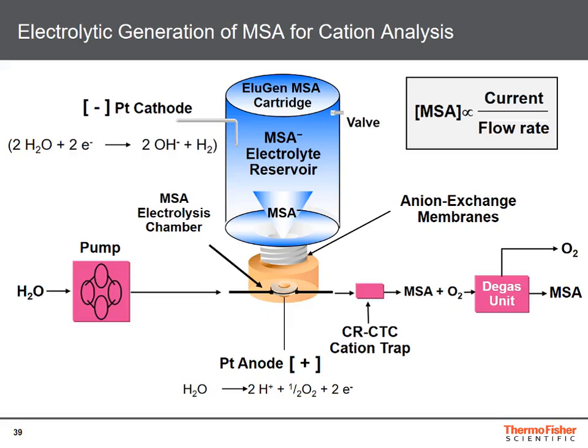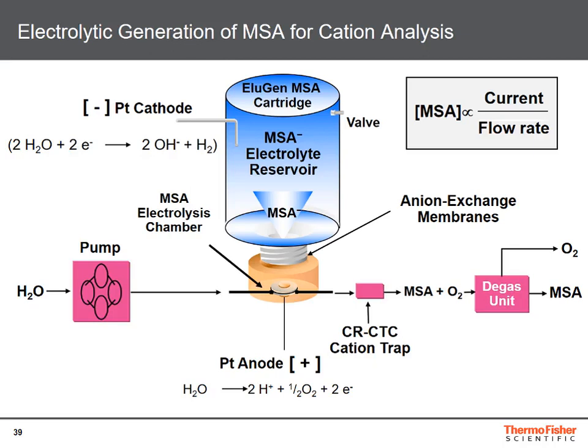The same thing happens if I'm pumping ultra-pure deionized water into the electrolysis chamber and I apply the electric field between the two electrodes. These MSA minus ions are migrating through the anion exchange membranes into the electrolysis chamber, where these ions are picking up hydronium ions generated at the anode. So my final product is high pure methane sulfonic acid due to the use of a continuously regenerated cation trap column.